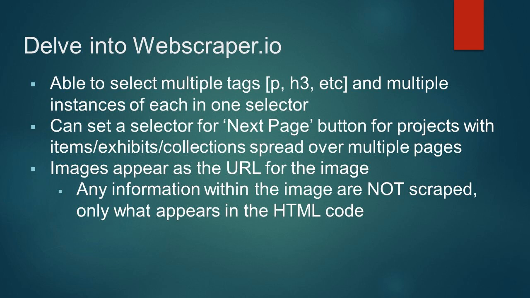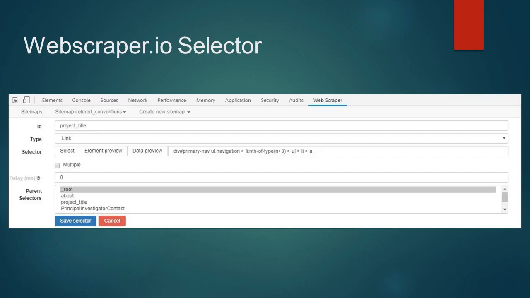So this is just to say that it's a slightly more robust version of what we were just hearing about with ParseHub. And as you can see, the WebScraper.io selectors let you do a little bit more granular kind of work. I don't know if you can see very clearly, but there's different levels of information that you can include here.